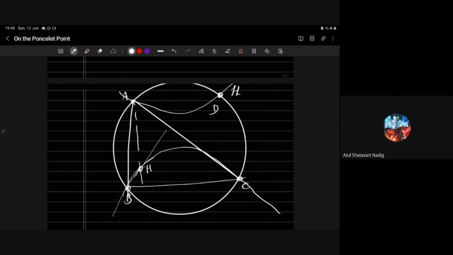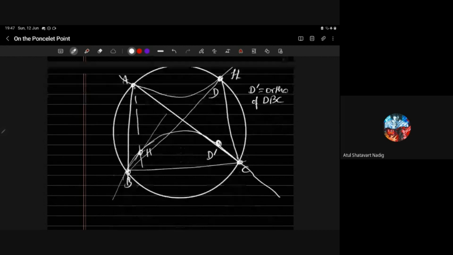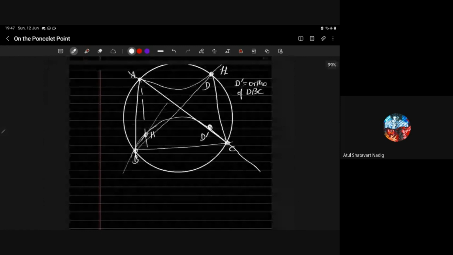Okay, the thing is, if D is on the conic, then the orthocenter of DBC is also on the conic. Let's call it D prime. This is because of the result on rectangular hyperbolas. So you take this triangle, the orthocenter will also lie on the conic H. So let's say it's here, D prime. Okay, so it's a very well known result that AHD'D is a parallelogram.